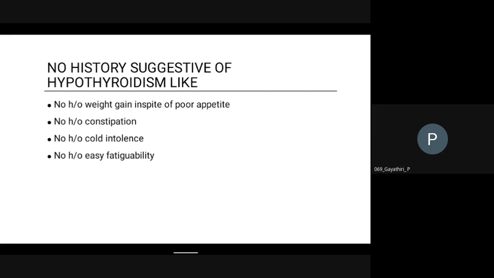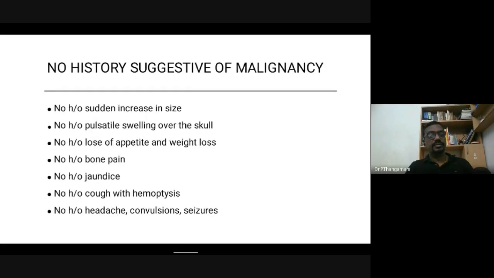No history suggestive of hypothyroidism, like no history of weight gain in spite of poor appetite, no history of constipation, no history of cold intolerance, no history of easy fatigability.